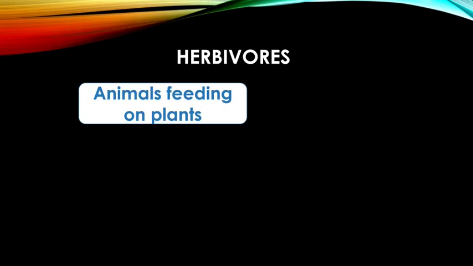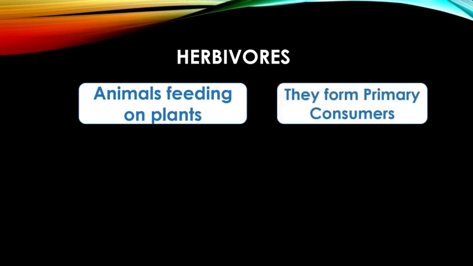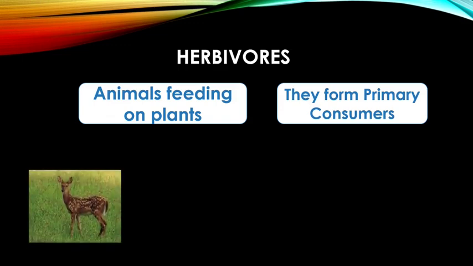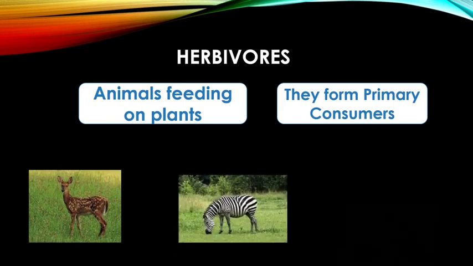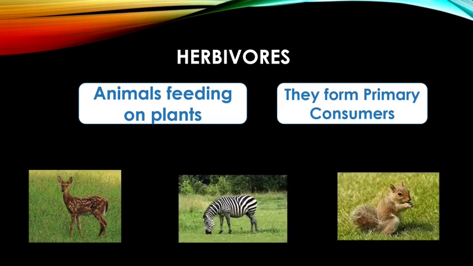First, we'll discuss herbivores. Animals that feed on plants are called herbivores or herbivorous organisms. They form the primary consumers in the food chain. They take the food from the plants and then they are eaten by the secondary consumers. Herbivores are examples like cow, buffalo, deer, zebra, elephants, etc.